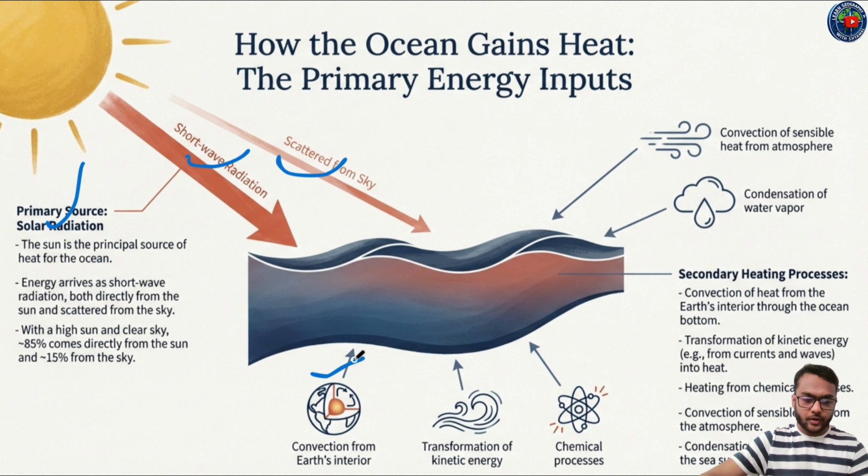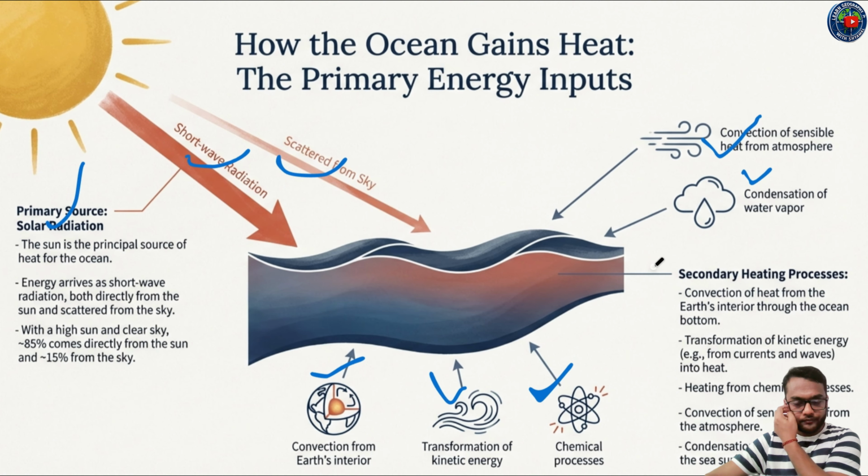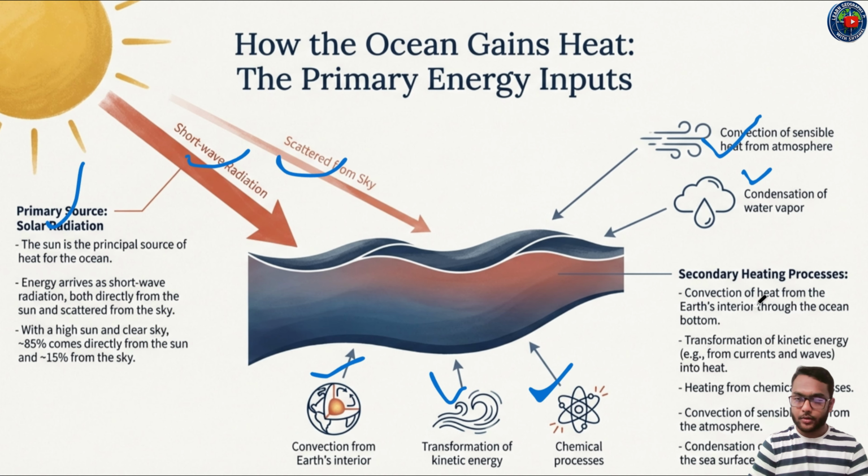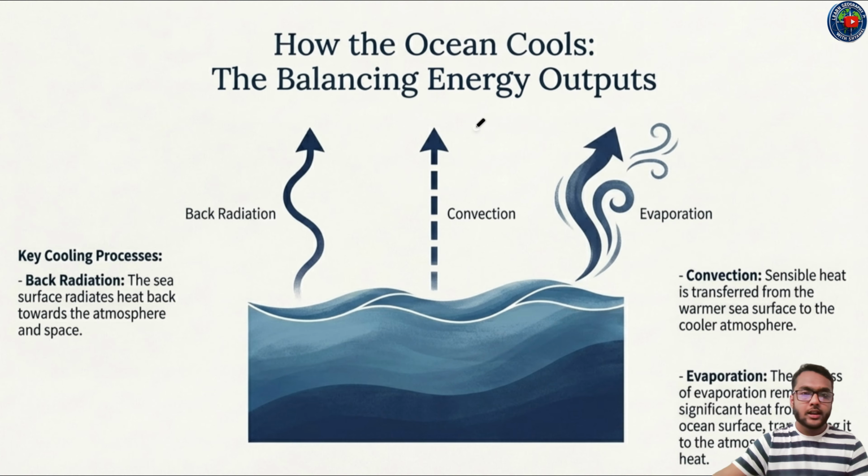There are some secondary heating processes also. Conduction of heat from the Earth's interior through the ocean bottom, transformation of kinetic energy, for example from currents and waves, into heat. Heating from chemical processes, convection of sensible heat from the atmosphere, and condensation of water vapor at the sea surface.